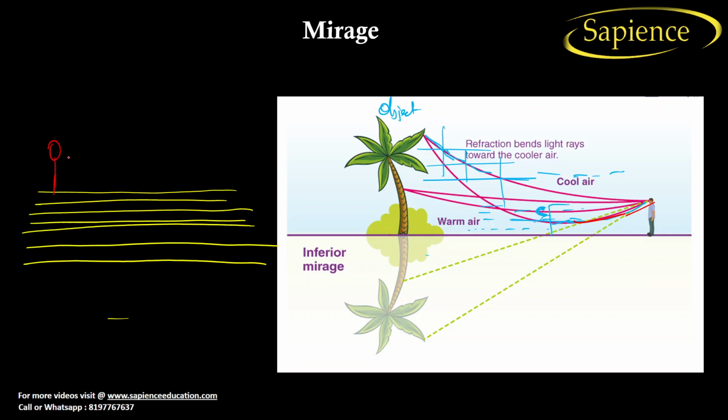This is the object. So what will happen when light comes like this? First, light will bend away from the normal like this, again away from the normal like this, but at this point it is greater than the critical angle, so it will go back into the same medium like this, as it is going from denser to rarer medium.